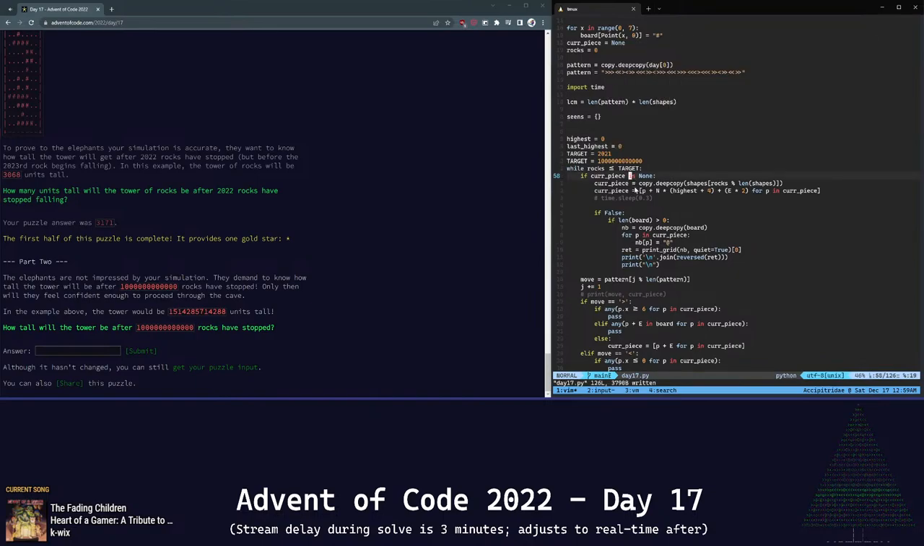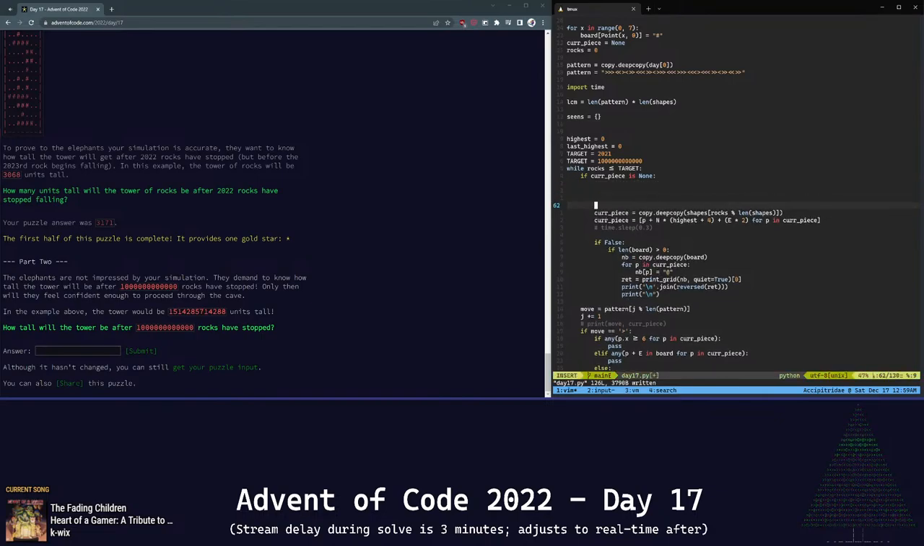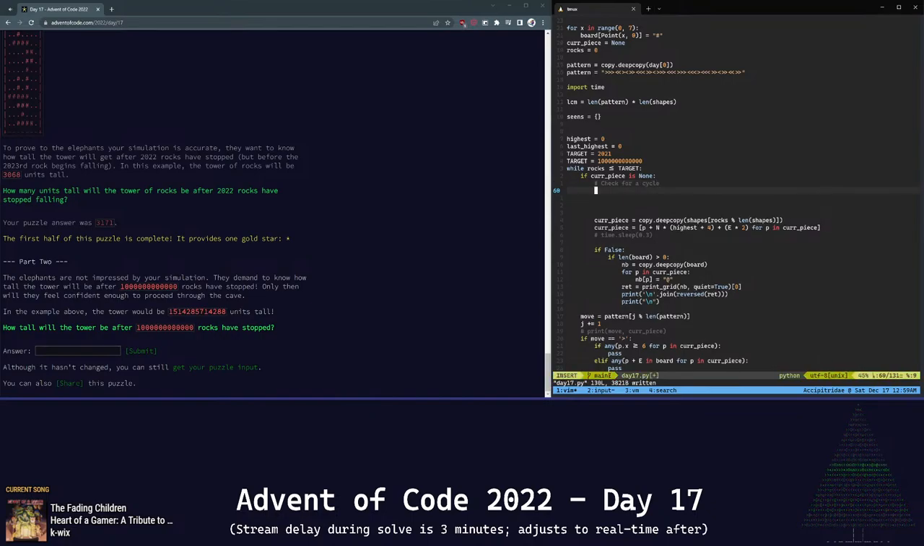Let me think. We're spawning in a new piece here. So we want to do the check here. Check for a cycle. Wow, so two hard part twos in a row. Or three rather tricky problems in a row. But I think I understand how to solve this one at least. So we look at the top row.